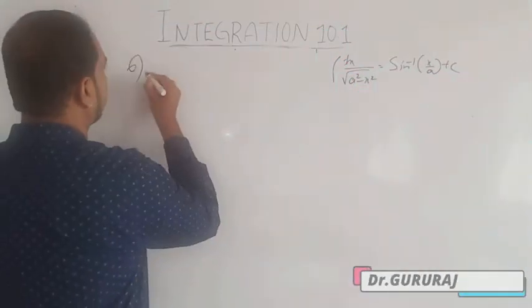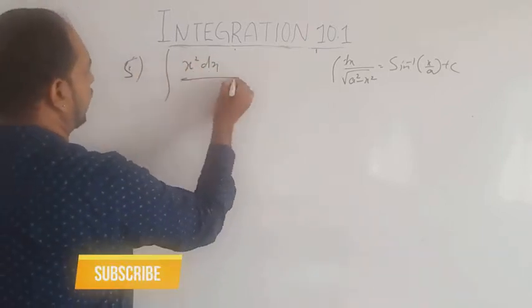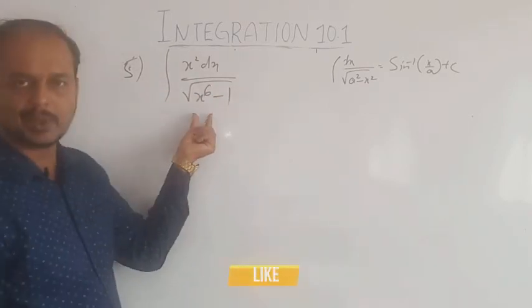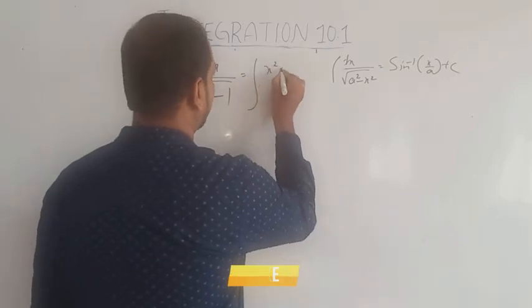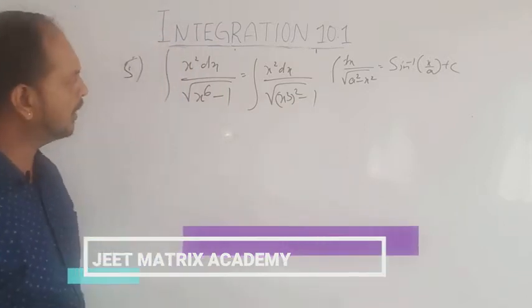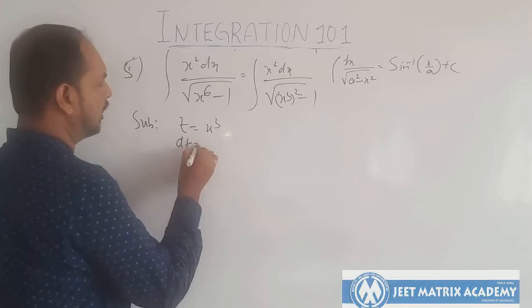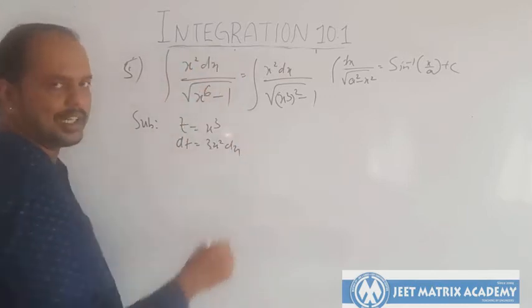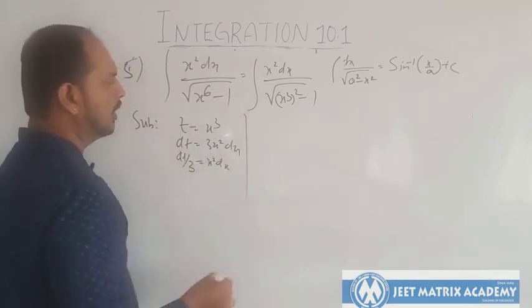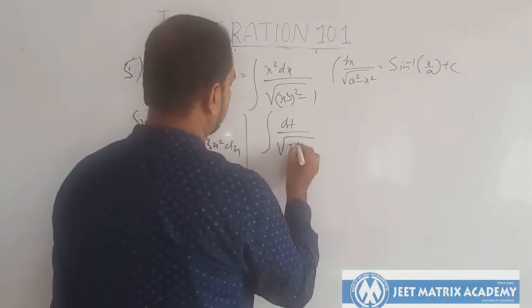Fifth problem we'll see. So x square dx divided by root of x to the power 6 minus 1. So better you rewrite this as x square dx divided by root of x cube whole square minus 1. Am I right? So substitute t equal to x cube, dt equal to 3x square dx, numerator x square dx. So dt by 3 equal to x square dx. Substitute back. So integration of dt by root of t square minus 1.